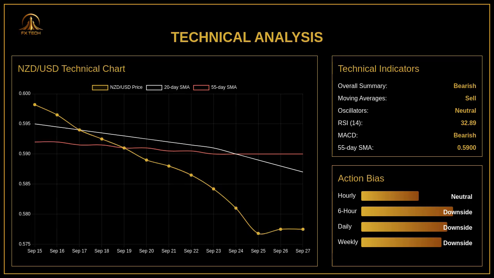consolidation. However, the 6-hour, daily, and weekly timeframes all show a strong downside bias, confirming the bearish momentum. The MACD indicator also signals bearish sentiment, while the price remains significantly below the key 55-day SMA level of 0.5900. This technical structure supports our overall bearish outlook for the pair in the coming weeks.